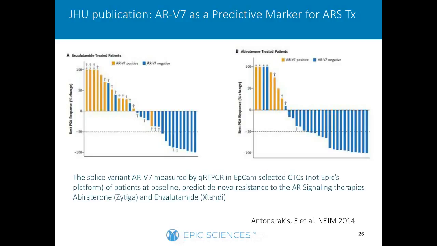The therapy was somewhat effective and worked to decrease their PSA. So these samples were taken at baseline, they looked for the ARV7 transcript, and then they looked to see if those patients responded or didn't respond. And you can see that the assay is very specific. ARV7 was mostly detected in patients who resisted either enzalutamide on the left or abiraterone on the right, AR-targeted therapy. And this makes sense because ARV7 doesn't contain the domain that either of these drugs target.